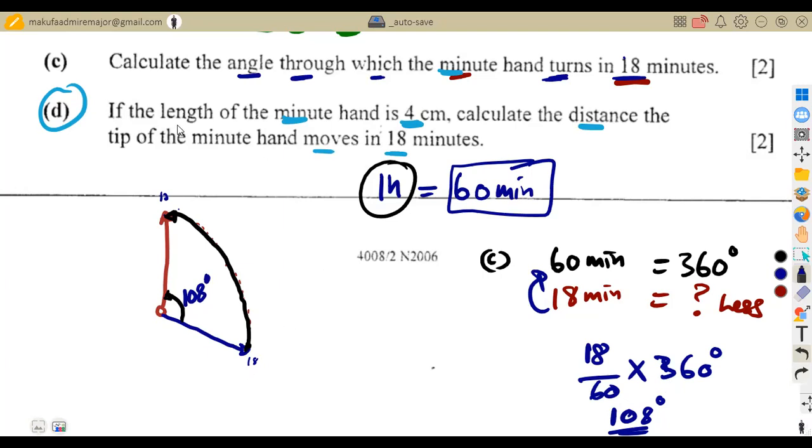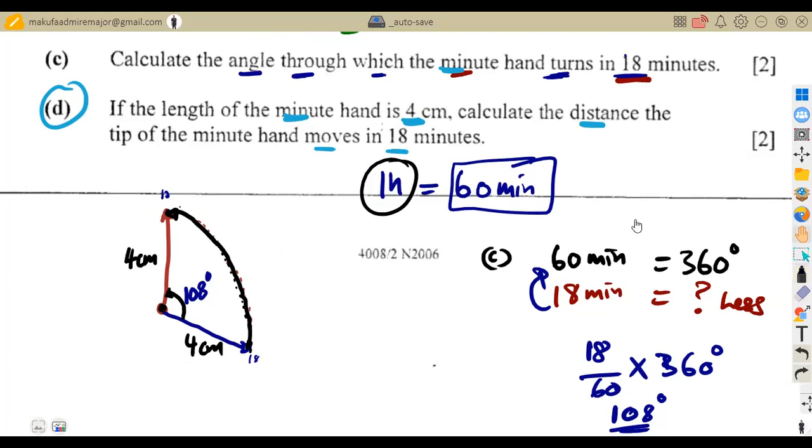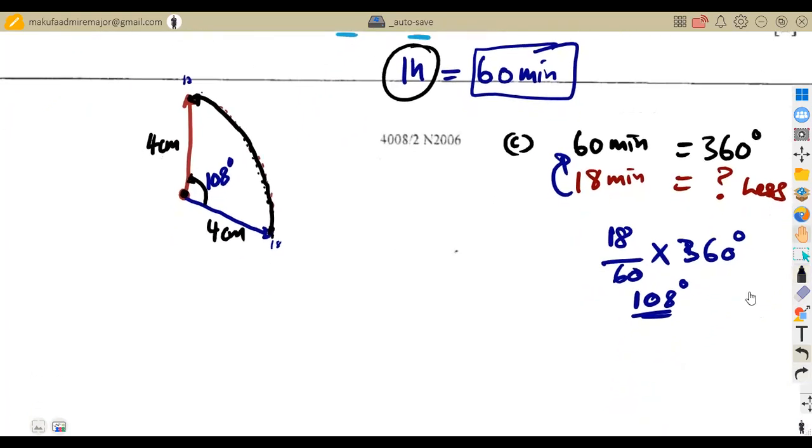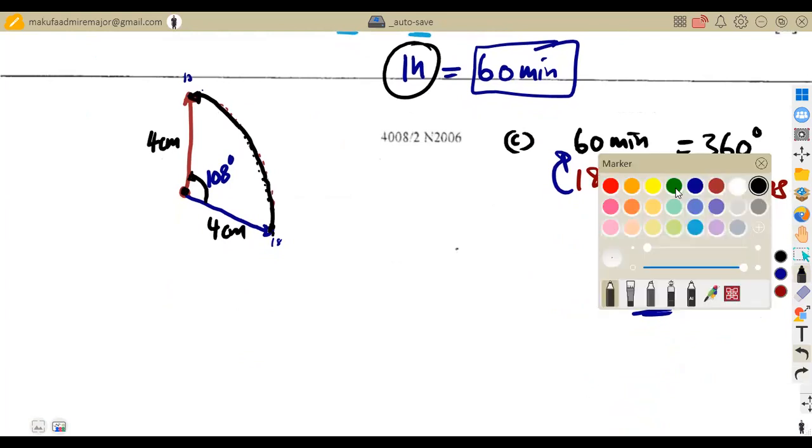And they also gave us the length of the minute hand from this point, the center, to where the minute hand ends. We are given its length, that it's 4 centimeters. So the question is to calculate this length, which is actually the distance moved by the tip of the minute hand, from this point up to this point. So we want to know the distance that was covered, which is the length of the arc. So we are simply calculating the arc length. That is where we are playing with our mensuration of length and shape, to say, how do you calculate the arc length?